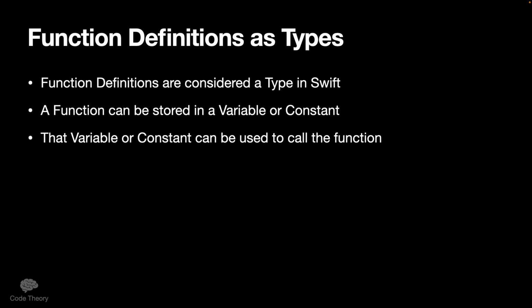All right, so in Swift, function definitions are a type, like int or double or float or array or whatever, okay? Because of this, you can store a function in a variable or a constant and then use it again later from that variable or constant.